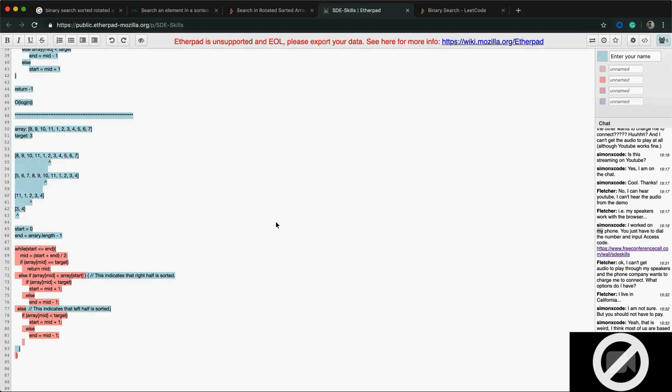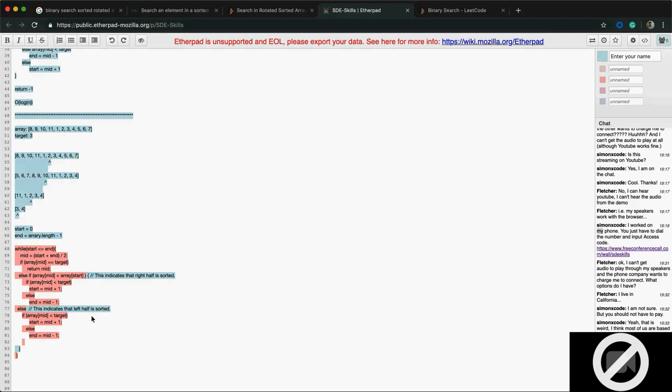Then in that case, if the entire array is sorted, then this should work actually. It should go into the else condition, because in that case this array of mid will not be greater than array of start, right? If it's completely sorted. So I'm looking at array of mid less than target. If it's 3 and the mid is 10, so it's less than target. So you're going to go on the left side or the right side?